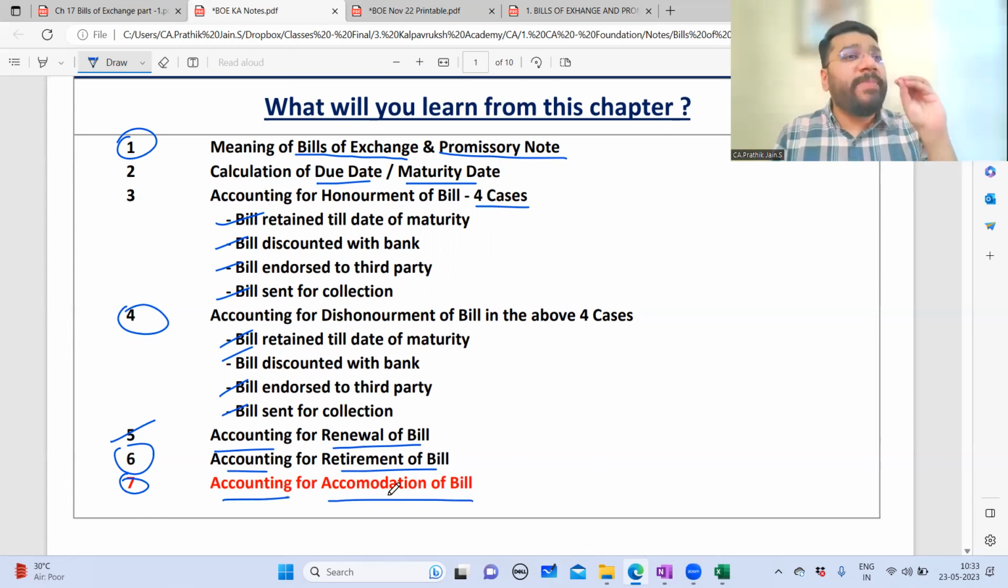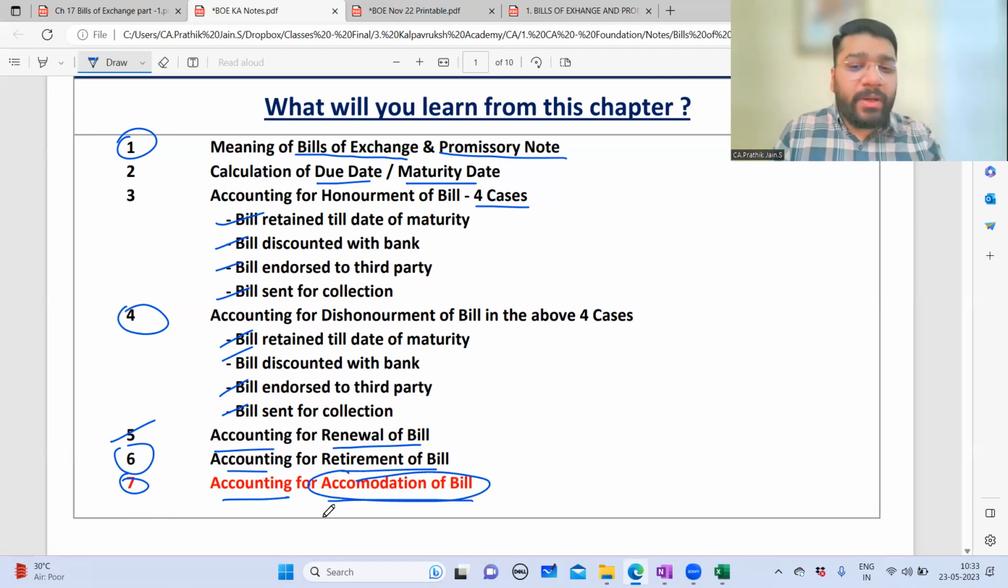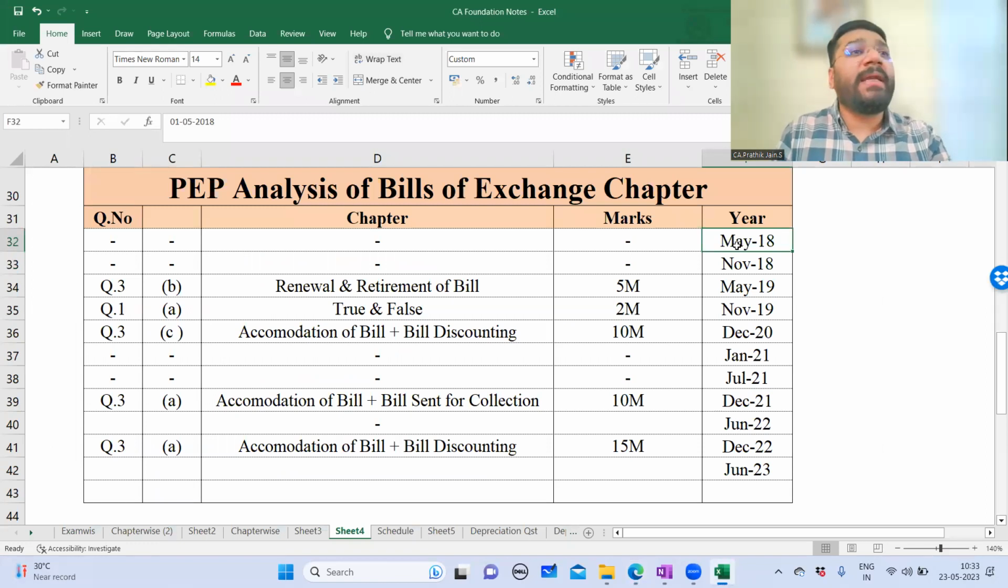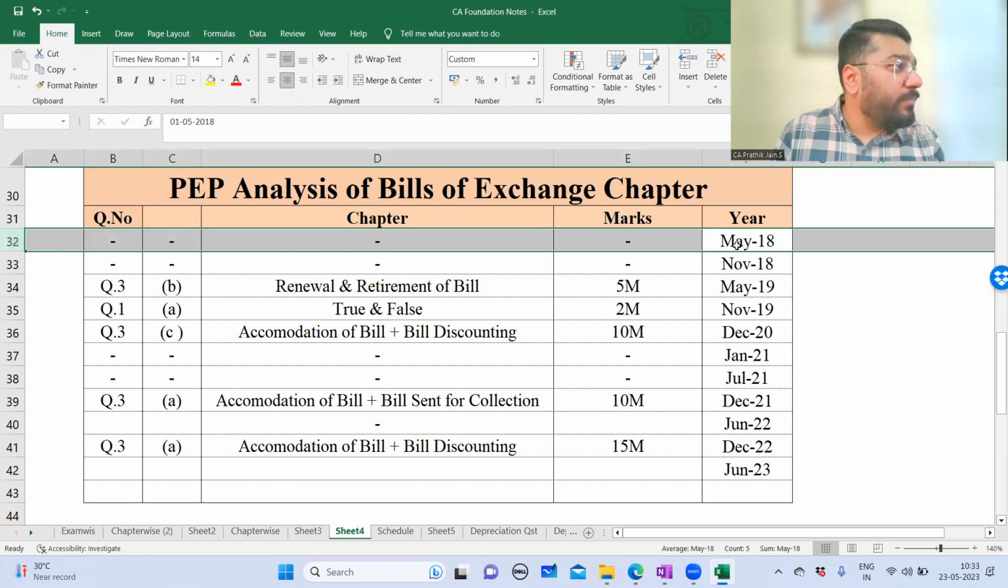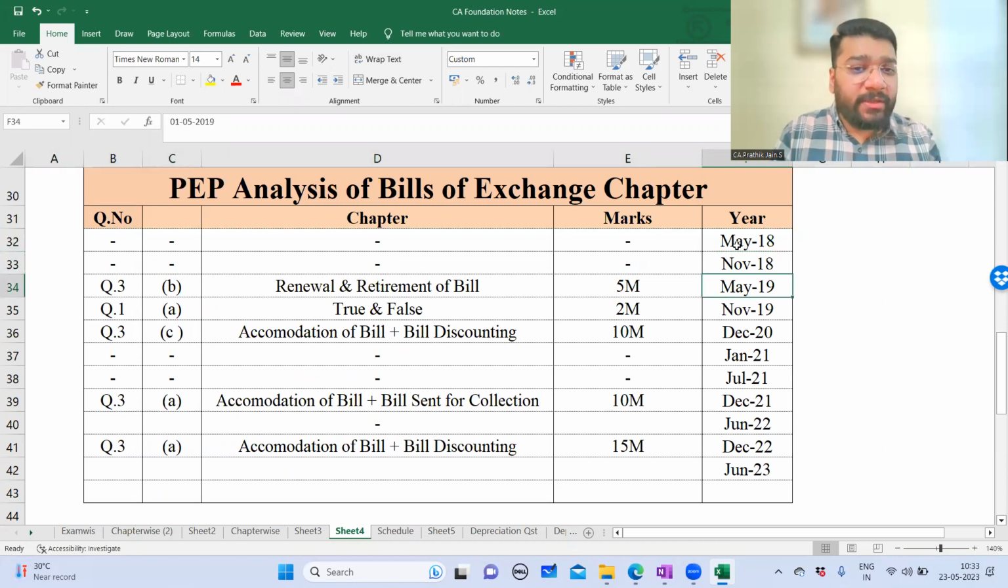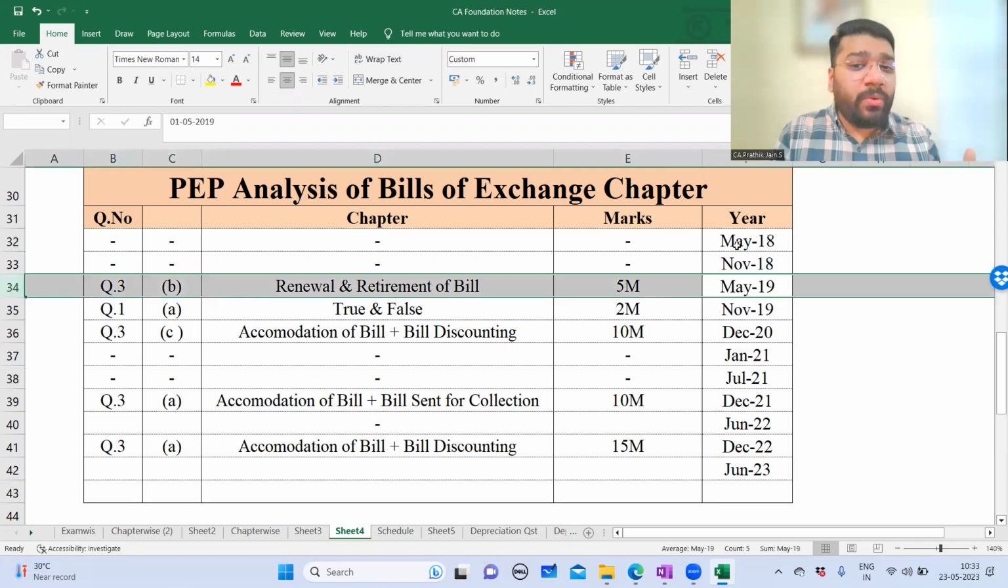And all the questions that have been asked so far in the ICAI have been revolving around this concept only. So let's have a quick analysis of the past examination papers. Your new syllabus of accountancy commenced from the May 2018 attempt onwards. So May 18, there was no question from the bills of exchange topic. November 18, there was no question from bills of exchange. May 19, guys, there was one question on renewal and retirement of bill for 5 marks.